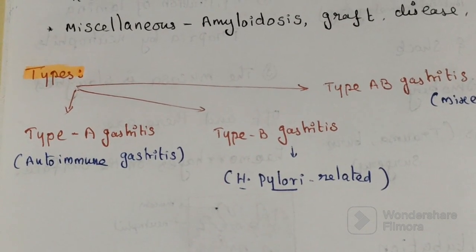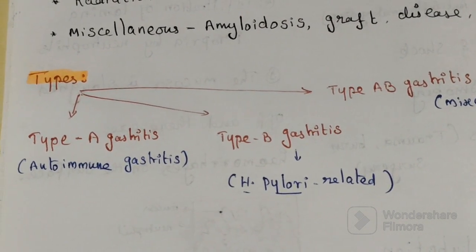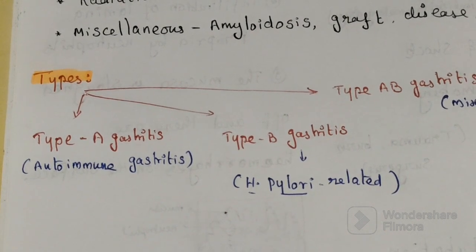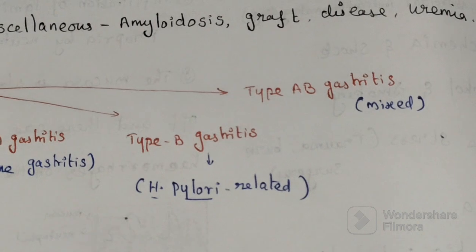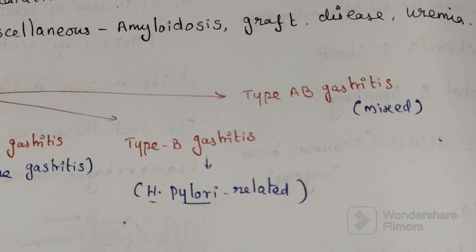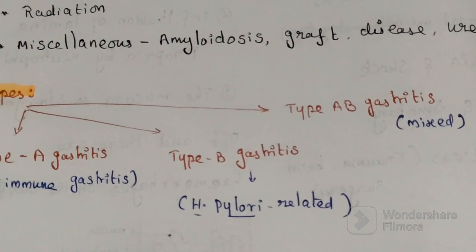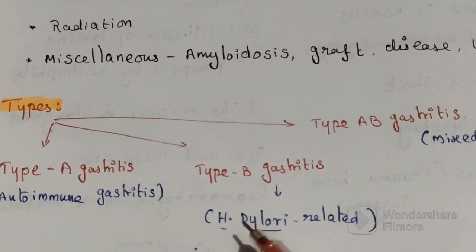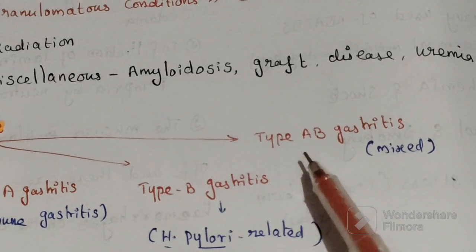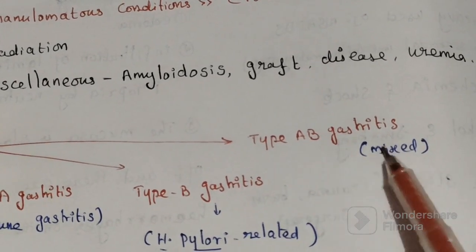Next, types of gastritis. Type A and type B are most common. Type A is because of autoimmune disorder. Type B is because of the bacterium H. pylori. Type 3 is type A and B, the mixed one.